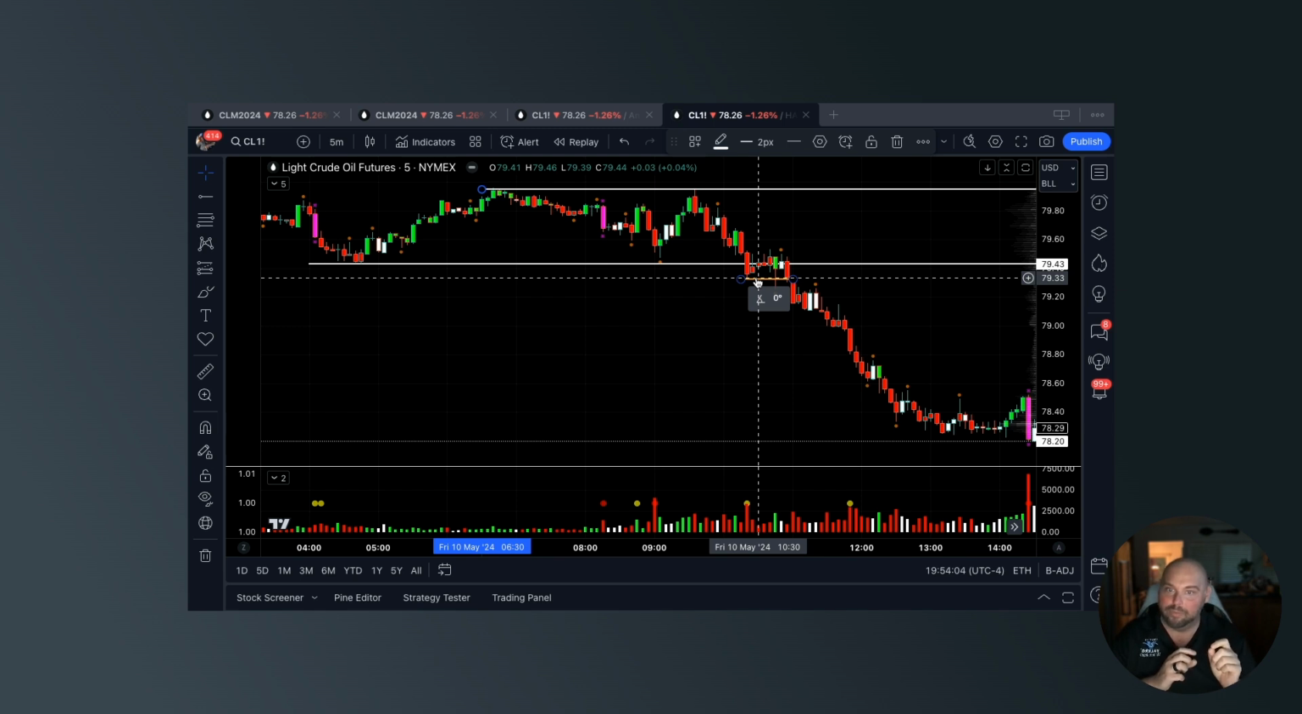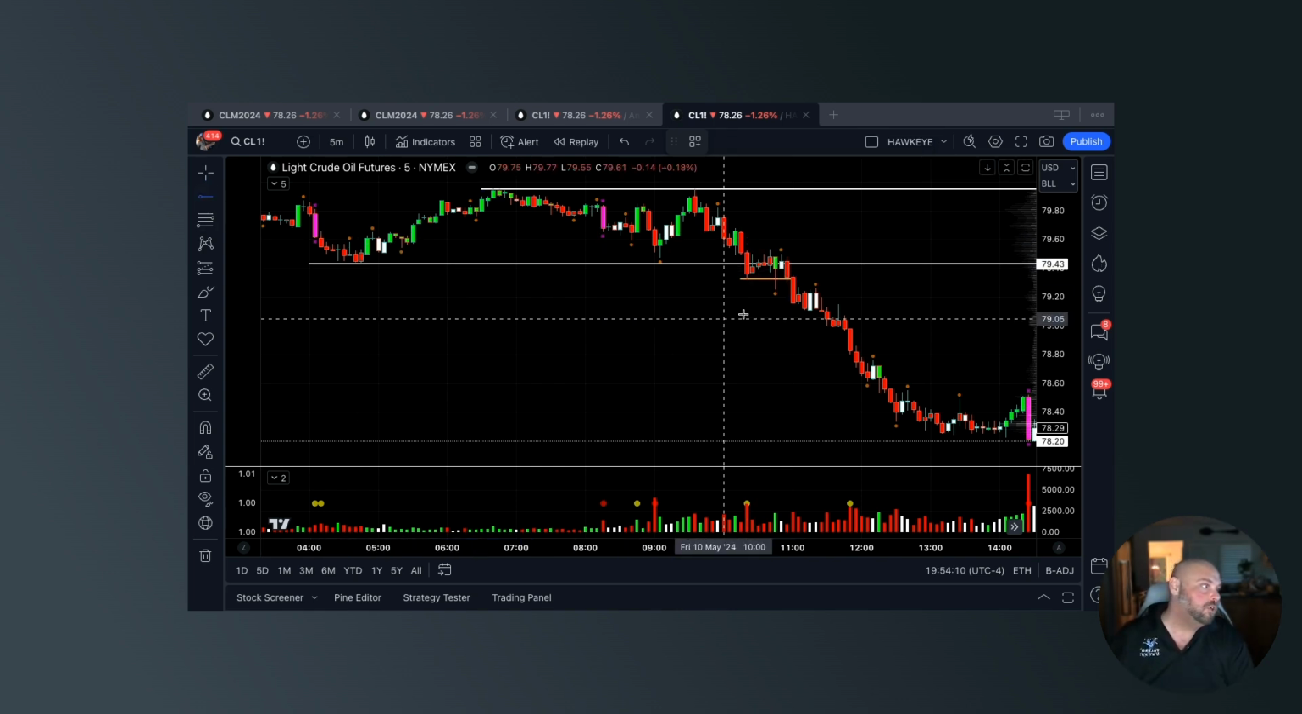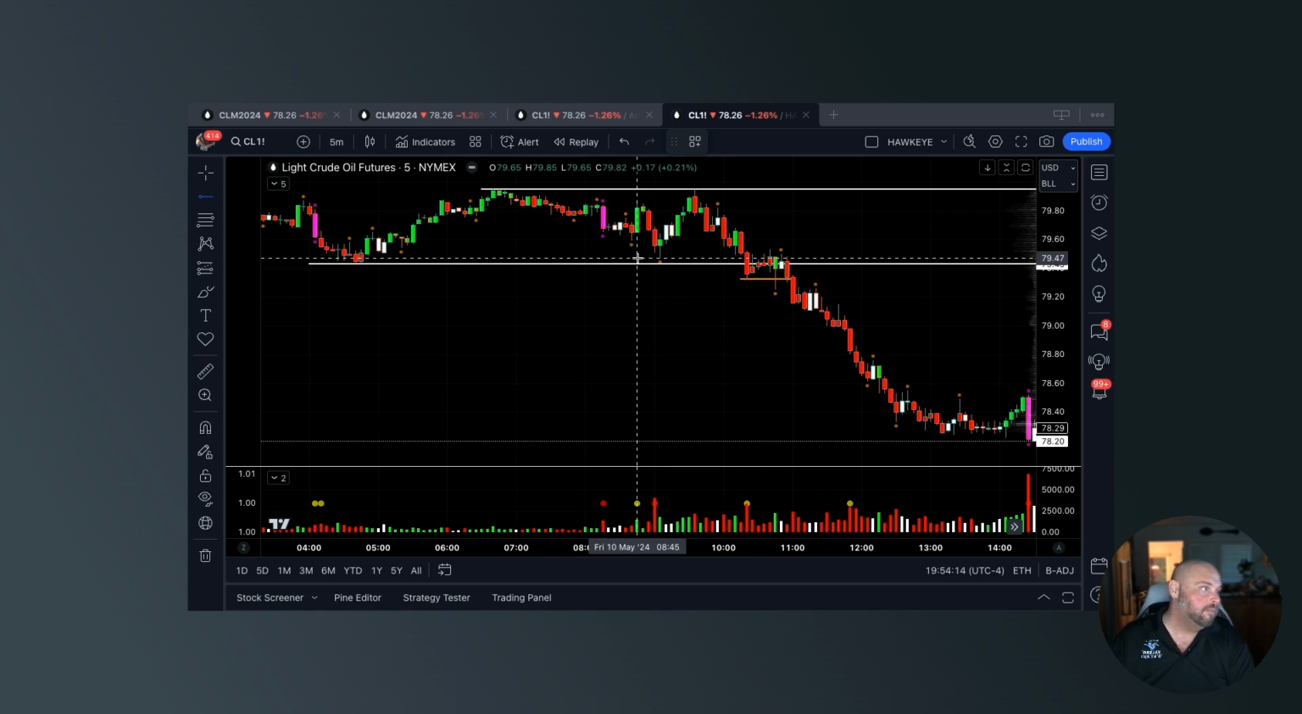So I want to plot one more line on this chart as we continue to look, and it's at the low of this candle right here. Okay? I want you to see that what was previously support came back, provided support, and was broken, and is now providing resistance.